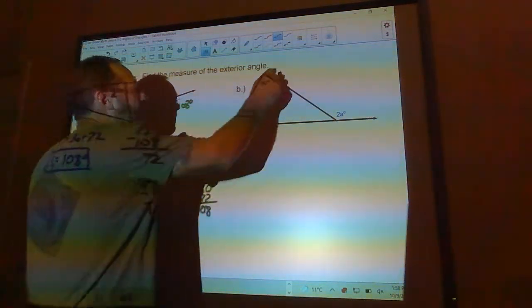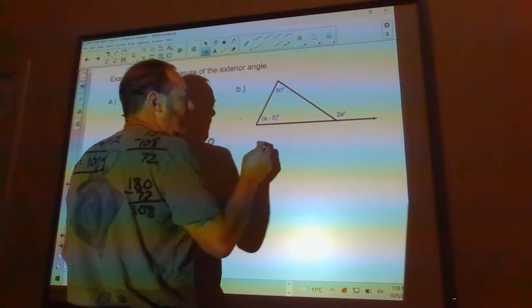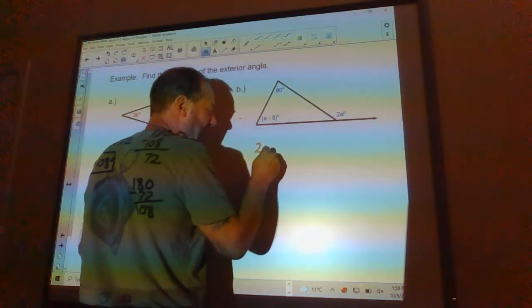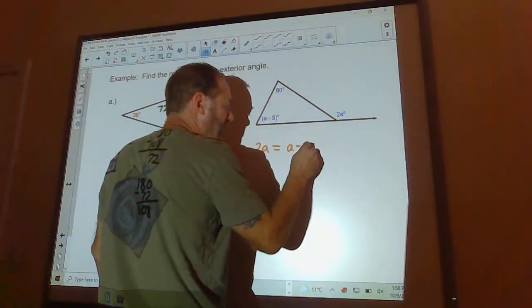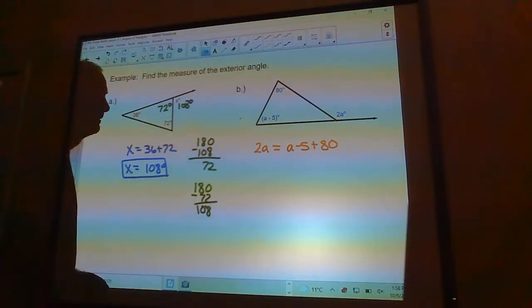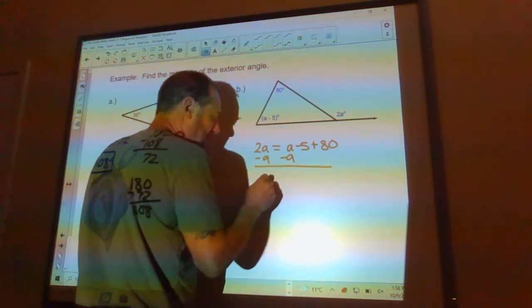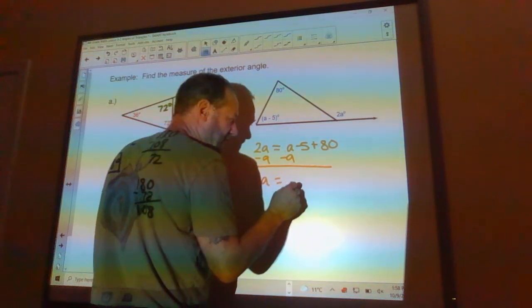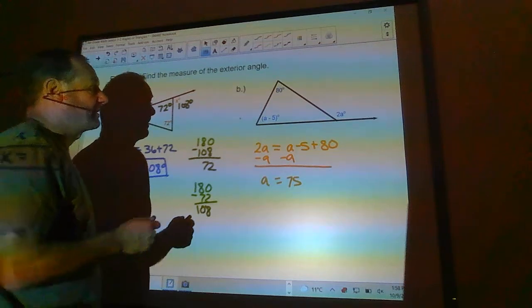Okay, now this one over here, a little bit tougher, because I got multiple variables. But here's what I know, it works the same way. This is the exterior angle, so 2a is going to equal the sum of the remote interior angles, so that's going to be a minus 5 plus 80. Okay, so I'm going to subtract a from both sides, and I'm going to get a equals, and then negative 5 plus 80 is going to be 75. So a is 75. Now, that doesn't answer my question.